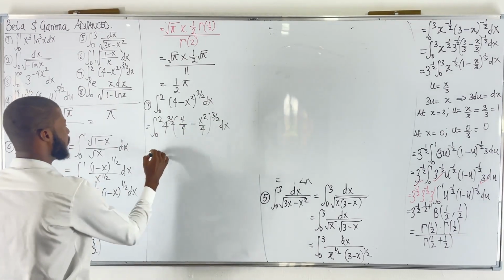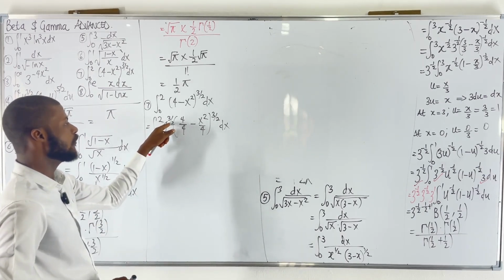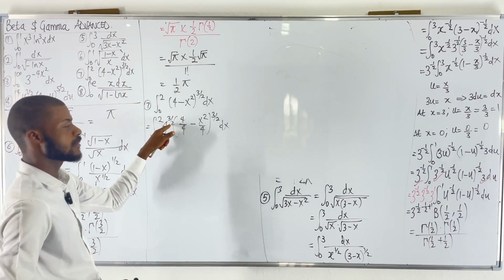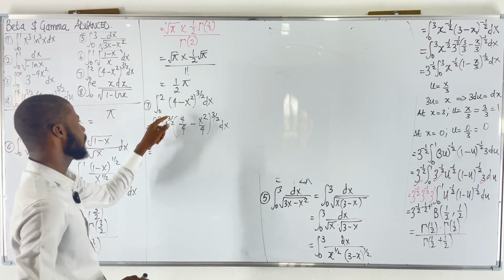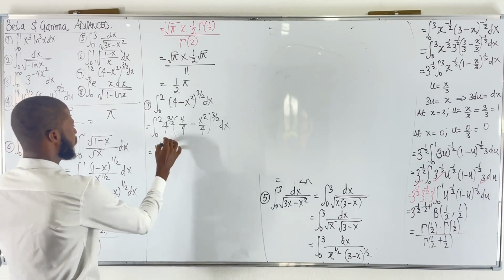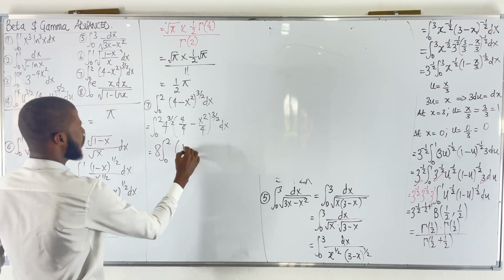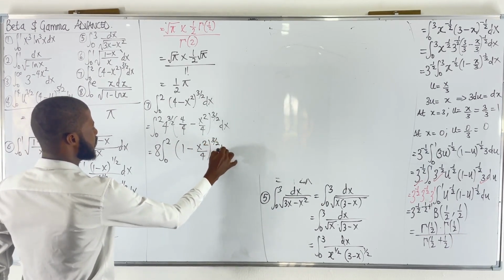Okay, so this will then become, I can bring this out actually. If this is 4, the over 2 means square root. So what is square root of 4? That's 2. 2 to the power of 3 is 8. So I can bring that out. So this is 8, integral from 0 to 2. Then I'm going to be having (1 minus x squared over 4) to the power of 3 over 2 dx.